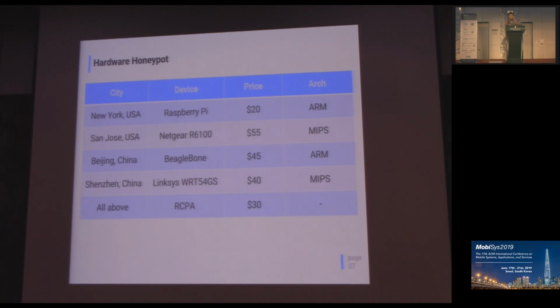Besides the Raspberry Pi, we also use other devices as honeypots. The devices include Netgear and Linksys wireless routers and BeagleBone, a single-board computer. They have different CPU architectures. We place them in 4 cities in the USA and China. Although the prices are not too high, we have to pay the internet access fee for every single device. And the lowest price is as high as $30 per month. That is not cheap. So we wonder if we could put everything in the cloud, because everyone knows that the public cloud is really cheap.